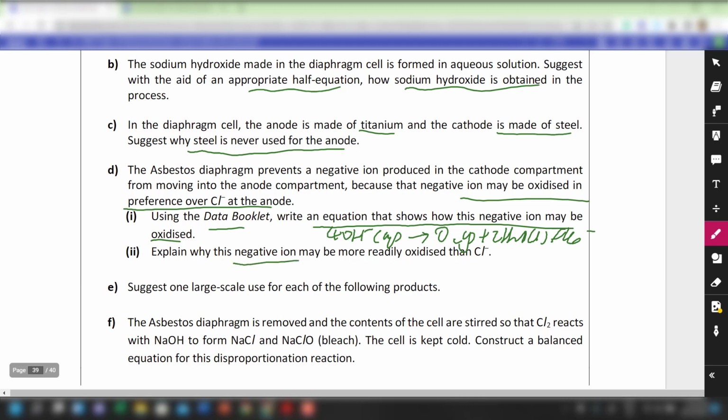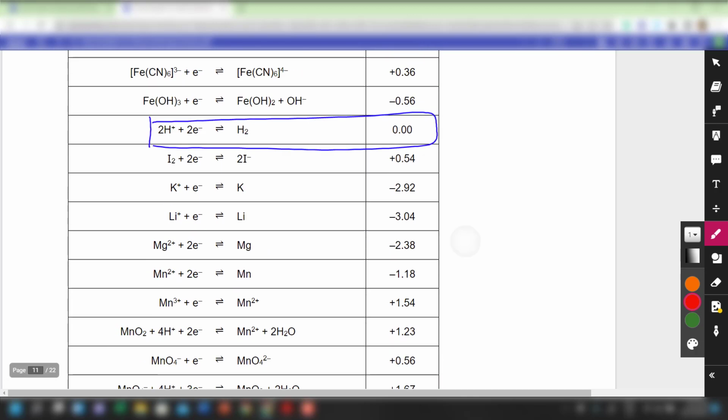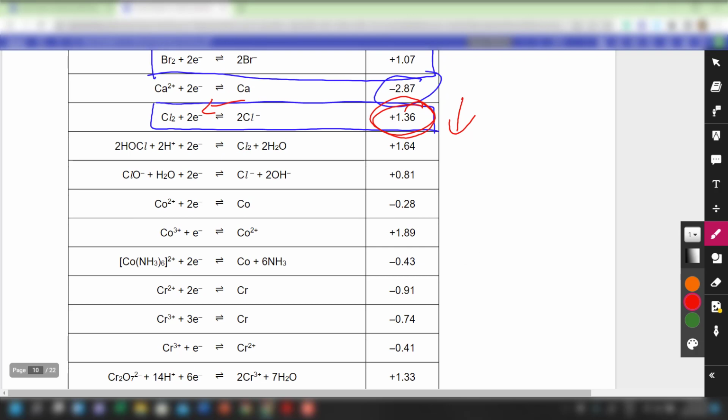Explain why this negative ion may be more readily oxidized than chloride. Again, we look at the reduction potential values. The reduction potential value of oxygen OH minus is 0.40 volts, whereas that of chlorine chloride is 1.36 volts. So it is less positive, and the difference in the reduction potential value is large. Therefore, I would expect it to be more readily oxidized than chloride.